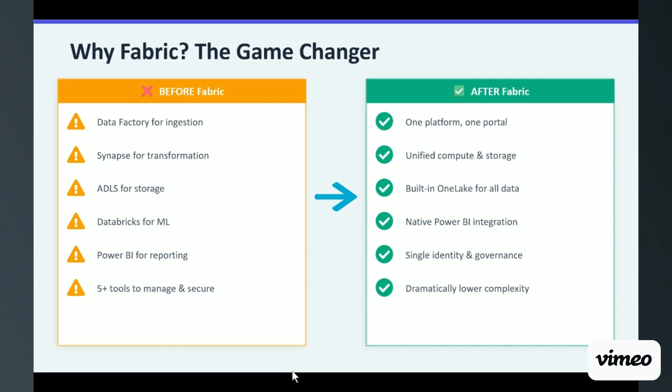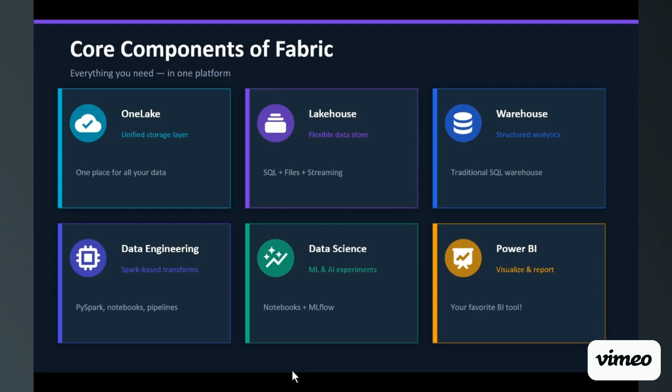So here's the most compelling thing about Fabric. It genuinely simplifies the architecture. Before Fabric, a typical data team managed 5 or more separate Azure services, each with their own admin panel, pricing, and security setup. After Fabric, it's one subscription, one portal, one governance layer. For Power BI users especially, this is huge. Your reports and dashboards now sit right next to the data that powers them with no movement required.